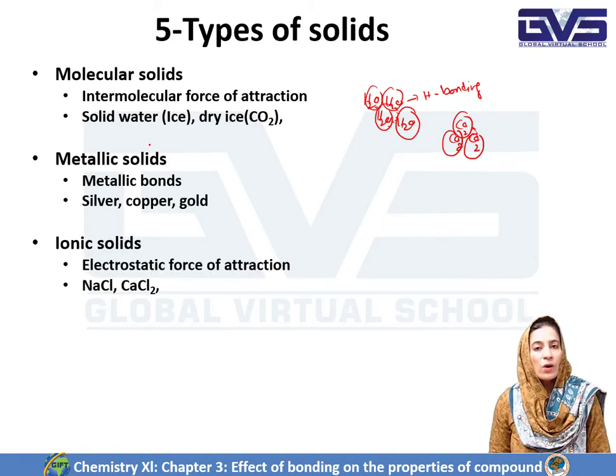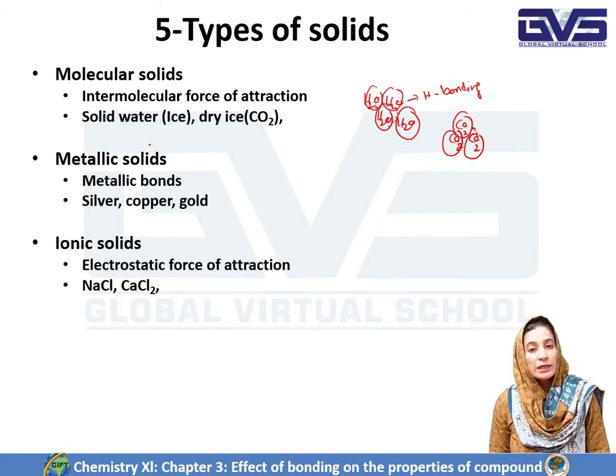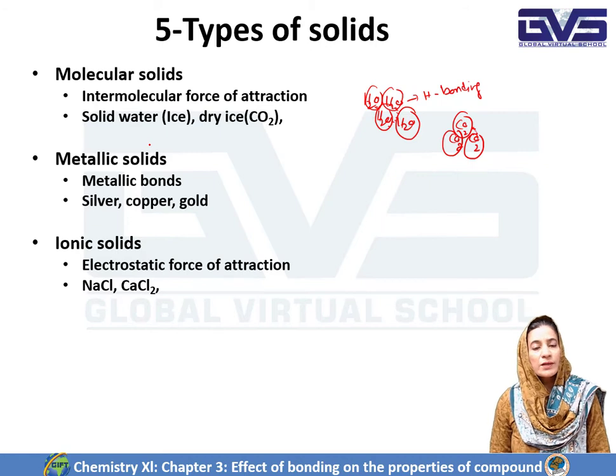Now we have the example of the ionic solid. Already you know they are formed due to electrostatic force of attraction. Electrostatic force of attraction is between positive and negative ions. For example, sodium chloride, with a positive sodium ion and a chloride ion, calcium chloride, potassium chloride. There are a lot more examples that are ionic solids.